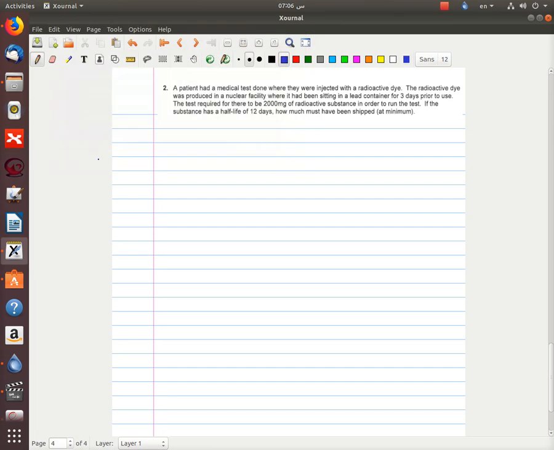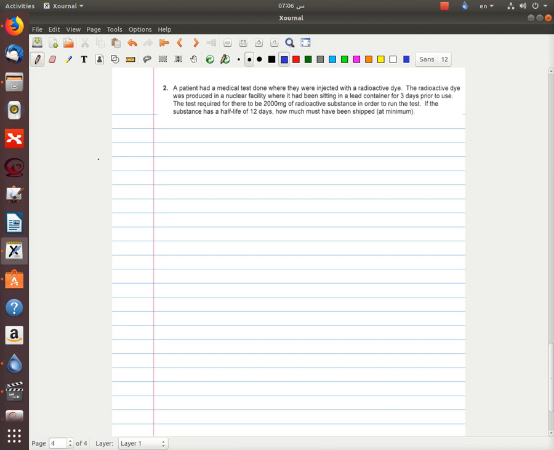Okay, I do have this problem, and it says a patient had a medical test done where they were injected with a radioactive dye. The radioactive dye was produced in a nuclear facility where it had been sitting in a lead container for 3 days prior to use. The test required for there to be 200 milligram of radioactive substance in order to run the test. If the substance has a half-life of 12 days, how much must have been shipped at minimum?